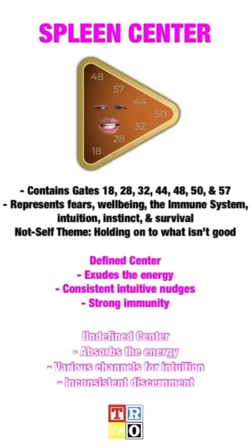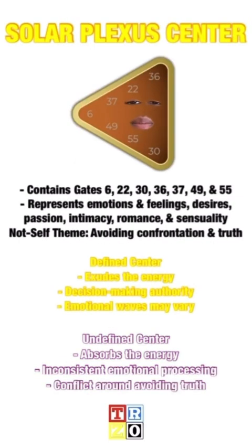On to the Spleen Center. It contains gates 18, 28, 32, 44, 48, 50, and 57. It represents fears, well-being, the immune system, intuition, instinct, and survival. Not-self theme, holding on to what isn't good. It's giving Taurus in the 7th house. When it's defined, you need to listen to your intuition. You have strong intuitive nudges, but you also have strong immunity. Look at you. Undefined, you have a lot of channels for intuition, though your discernment needs some consistency. It's giving Pisces.